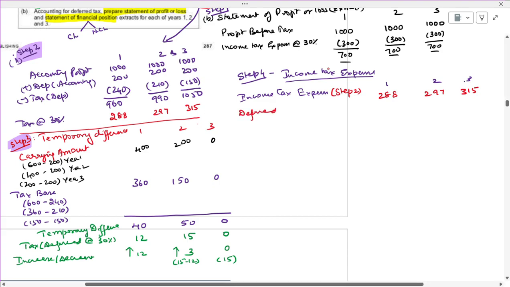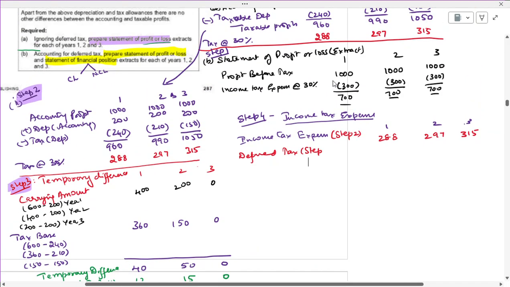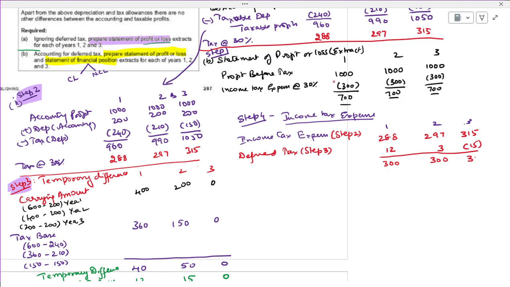As per deferred tax, I can put step number 3. As per step 3, how much increase? 12. How much increase? 3. How much increase? 15. How much increase? Minus 50. How much is there? 300, 300 and 300.